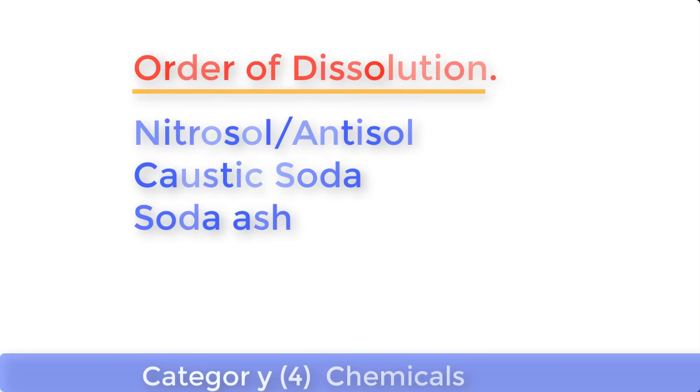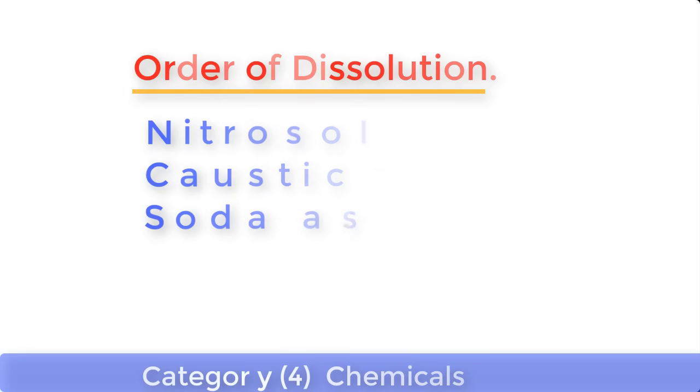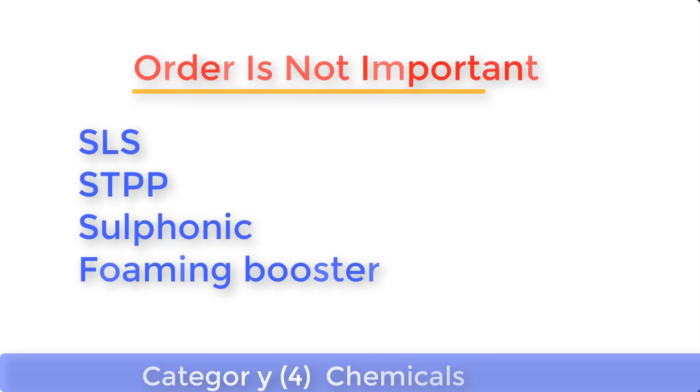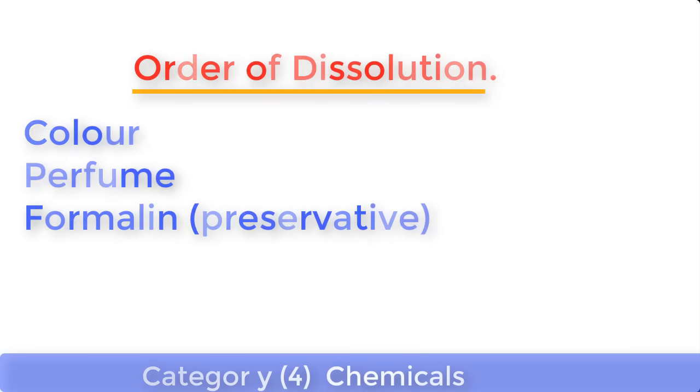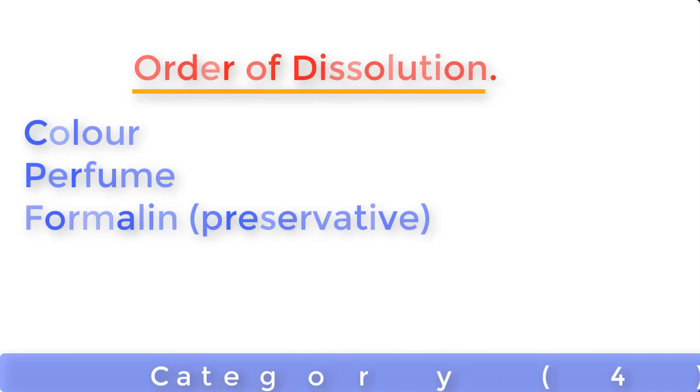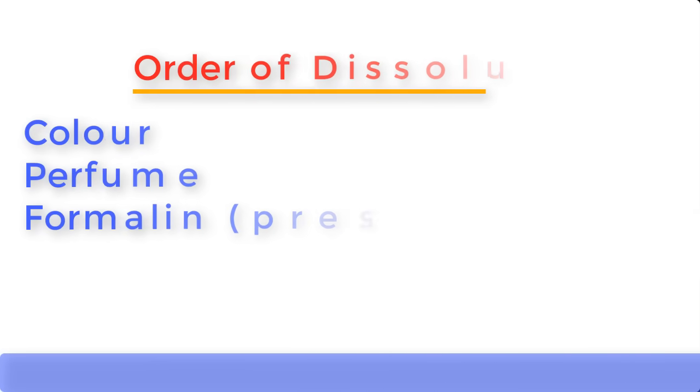You can start with any one and end with any one: SLS or Texapon, STPP, Sulphonic, foaming booster, and the fifth chemical is color, the sixth chemical is perfume, and the seventh chemical is formalin. Just like I said earlier, formalin here is used as a preservative.